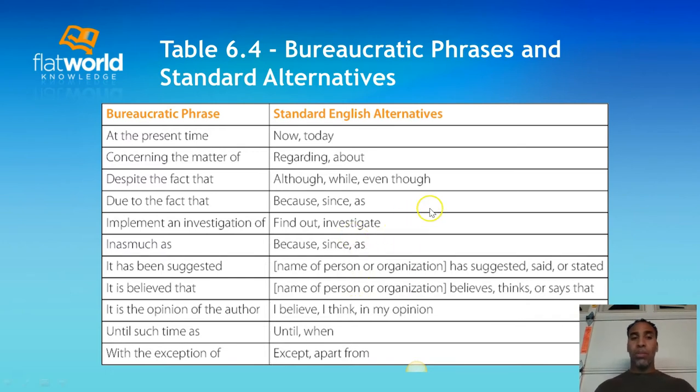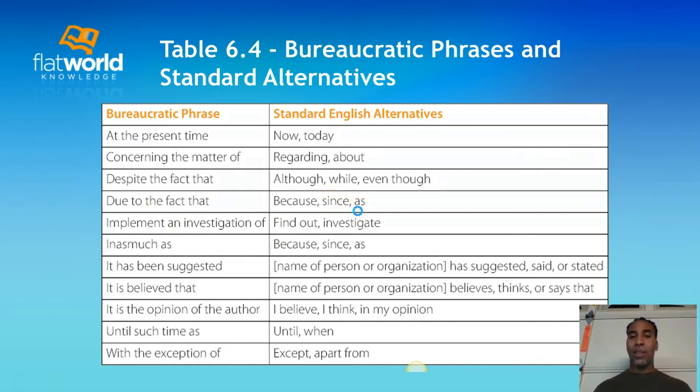So I want you to pause it, go through all of these, straight down, look at the bureaucratic phrase, and then look at the standard English alternative, and make that comparison between the two. And then when you look to use these, due to the fact that, just say because or since or as.